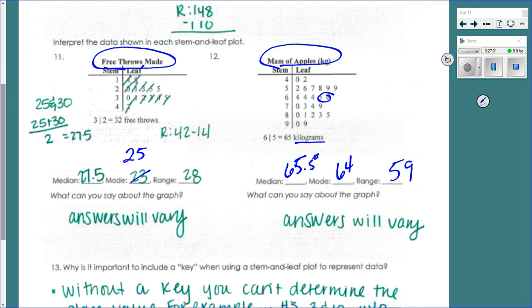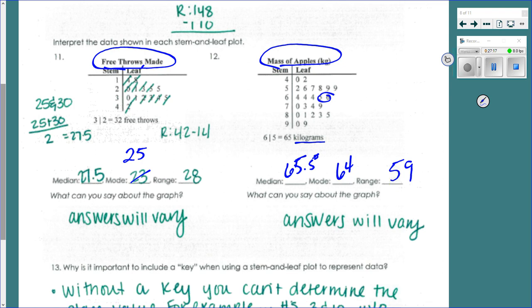What can you say about it? You can say anything. The most common number of free throws made was 25. The range of 28 went from 14 to 42 free throws made. Whatever you said, make sure it just is backed up by the data in the graph.